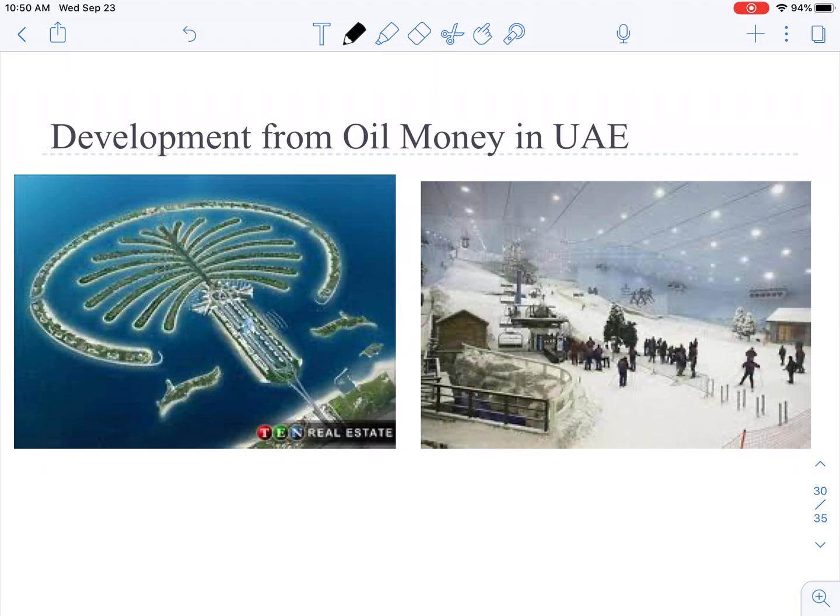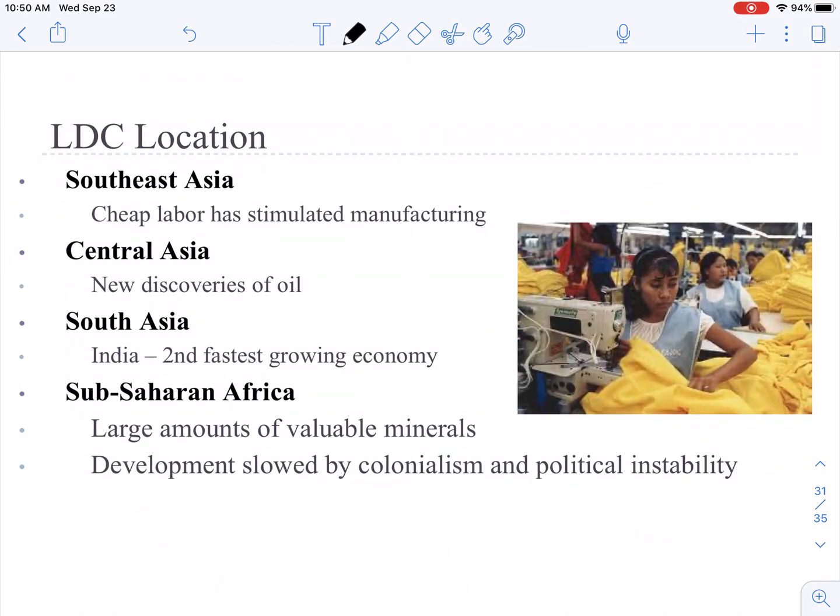Money has been flooding into Southwest Asia because of access to oil reserves there. So countries that are very wealthy, like the United Arab Emirates, are building things like Palm Island or indoor skiing facilities. LDCs are going to be found in Southeast Asia, Central Asia, South Asia, and Sub-Saharan Africa, and you can see reasons listed along with them.